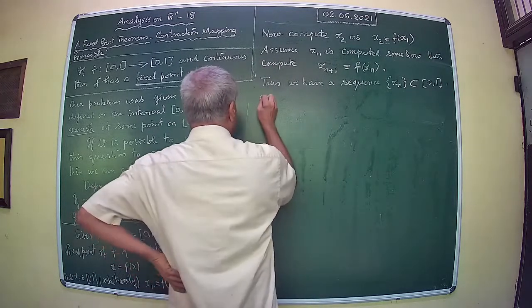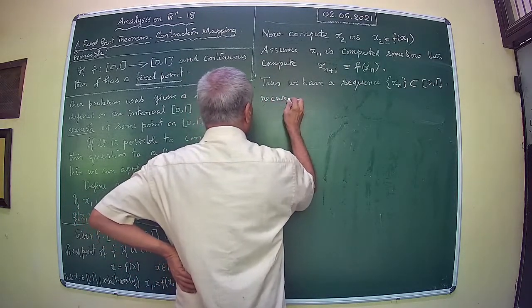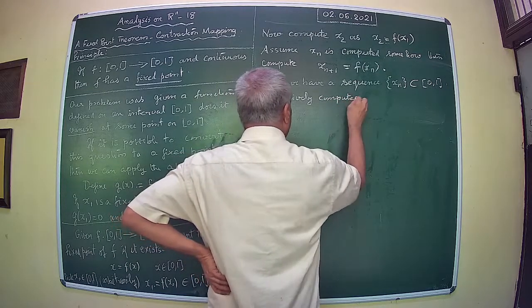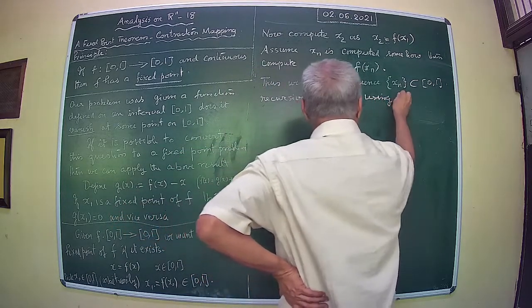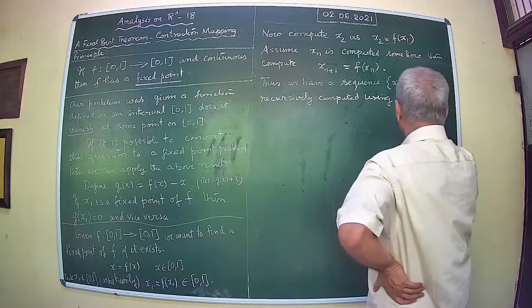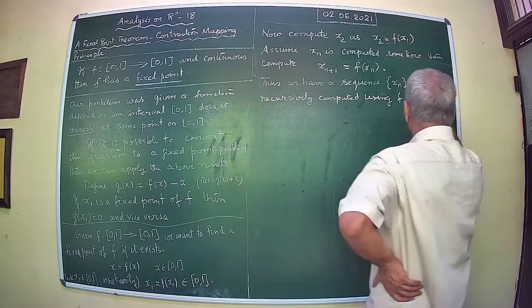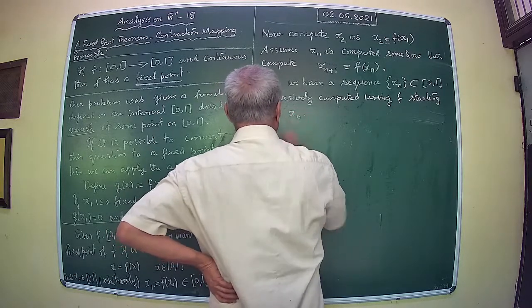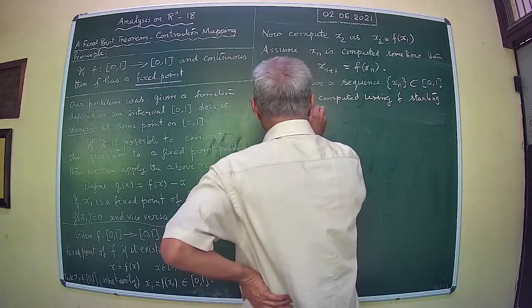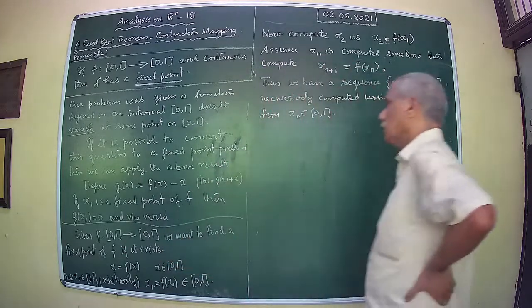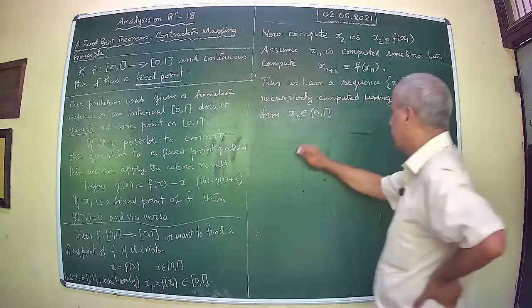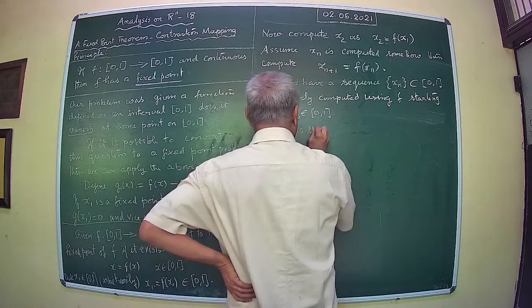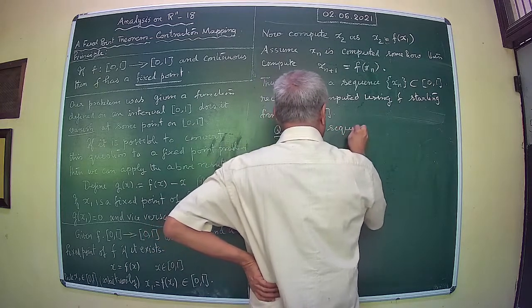Thus you get a sequence in [0, 1] computed by f starting from x0. So the question is this: is this sequence convergent?